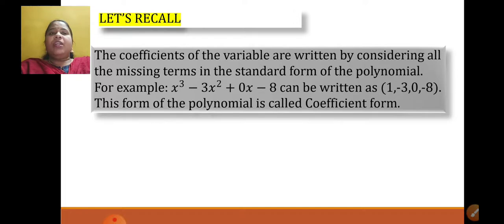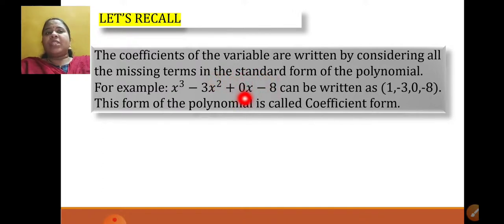We have already learned about coefficient form. That is, the coefficients of the variables are written by considering all the missing terms in the standard form of the polynomial. Now, suppose a polynomial is given as x cube minus 3x square minus 8. In order to write it in coefficient form, what is the first important step? To write it in standard form. Standard form means we have to write it in decreasing order of the power of the variable. So, this is 3, this is 2 and it was directly minus 8.